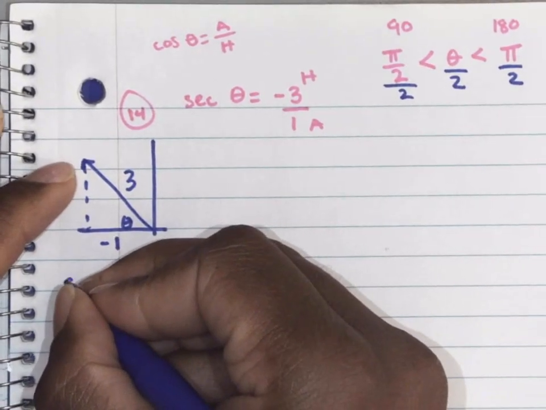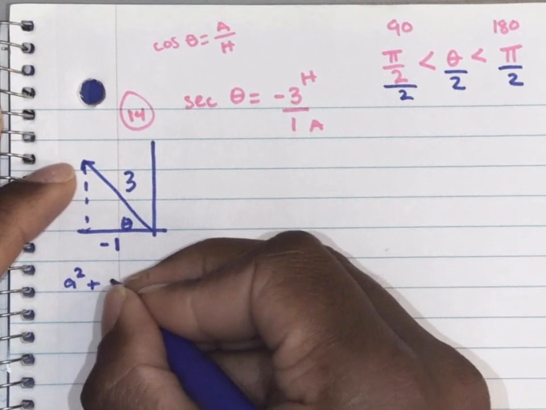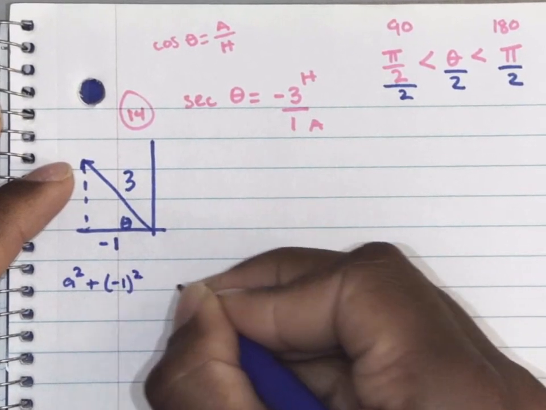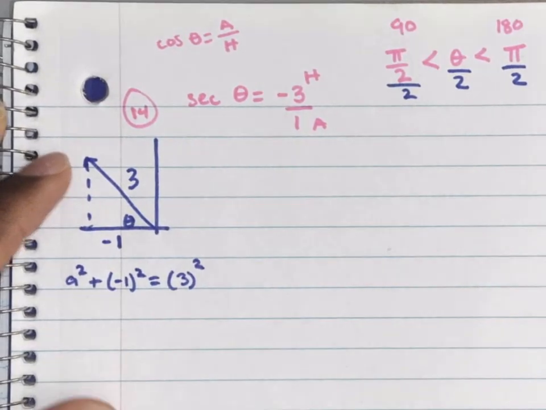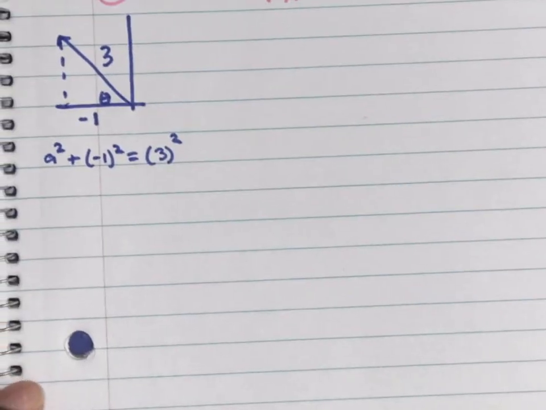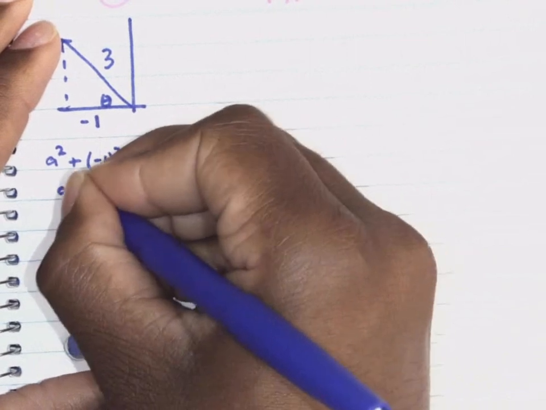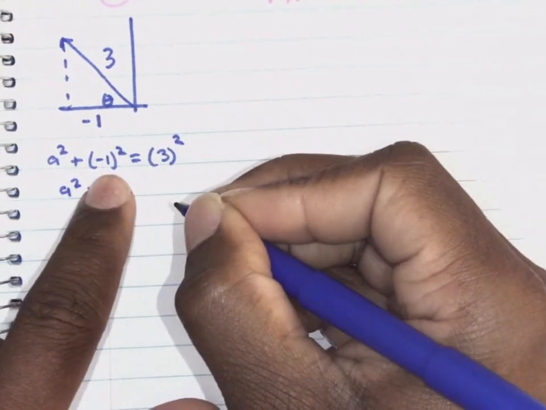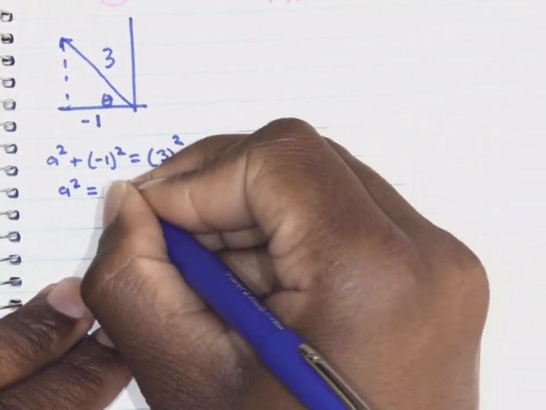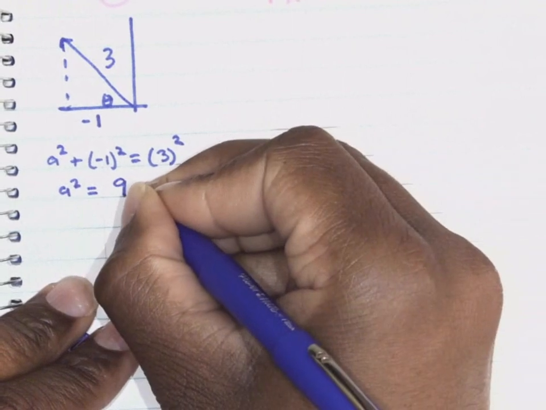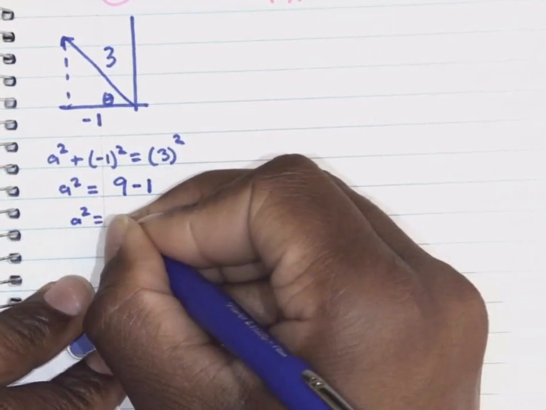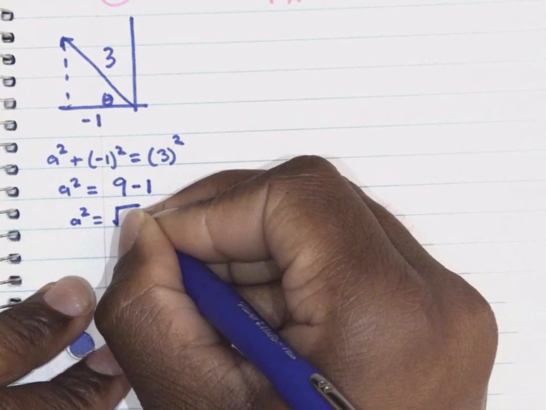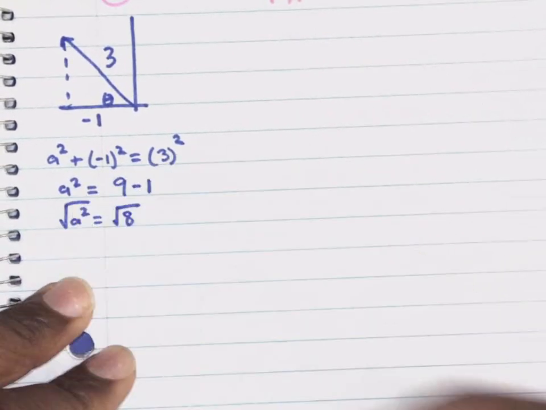So to do this one, we'll do a squared plus negative 1 squared, which is b, equals my hypotenuse c, which is 3 squared. A squared will equal 1. 3 squared is 9 minus 1, which is the square root of 8 when we do both sides.